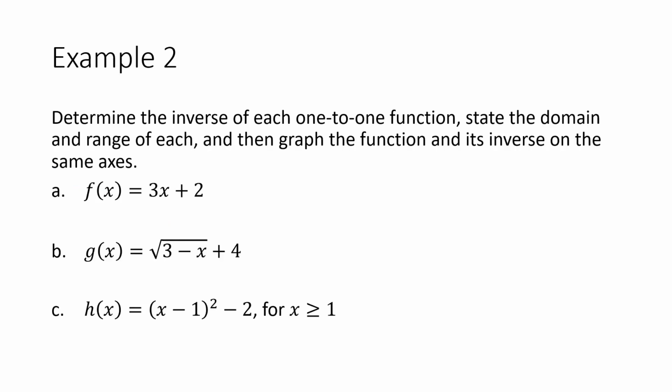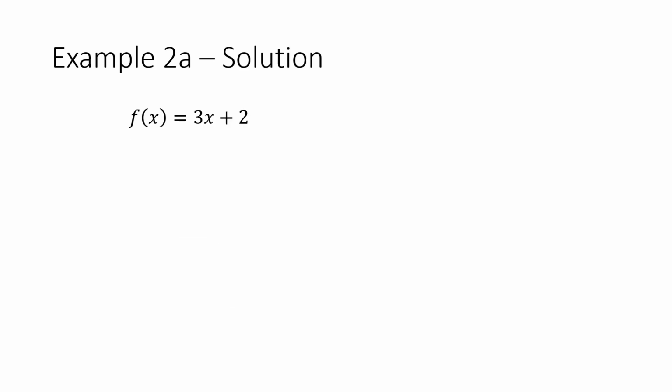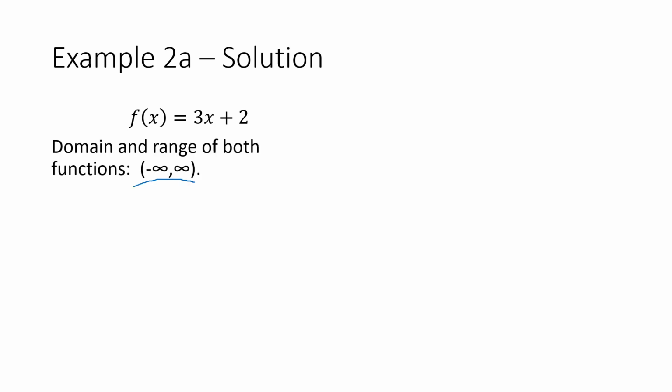So we'll take a look at a few examples of that for these three functions: 3x plus 2, root 3 minus x plus 4, and (x minus 1) squared minus 2. For the first one, f of x equals 3x plus 2, we want to do domain and range and calculate the inverse. The domain and range for a linear function are both all real numbers. So in order to write the inverse, we write f of x equals 3x plus 2. That's the function form we started with. Replace f of x with y, and then swap the x's and y's. At this point, this is technically our inverse, but we want to isolate y. So we're going to solve for y.